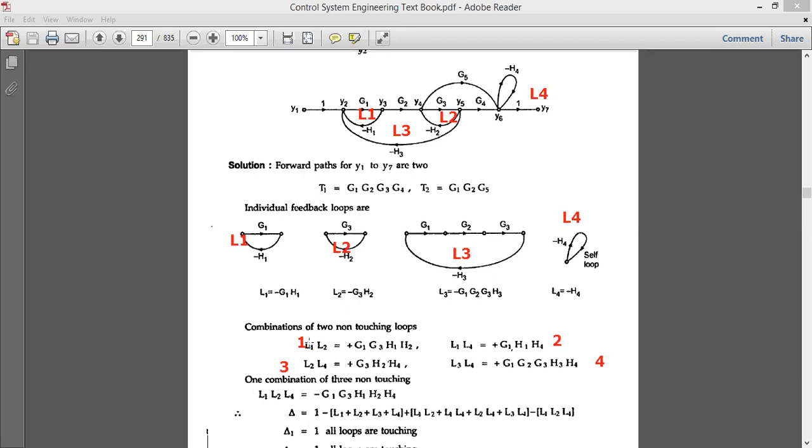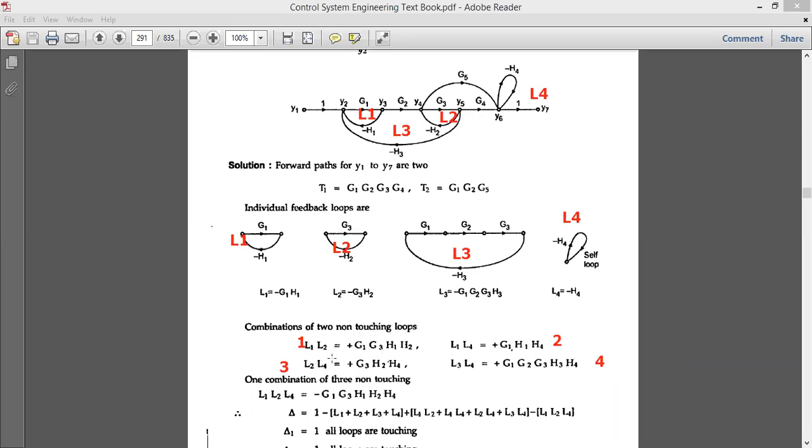Then compare 1 and 3. Here we have G1, G3, H1, H2, but here I have G3, H2 and H4. Whether they are touching or not touching is what you need to check. Here we have G1 and G3, which are touching. We have H2 as well, so at this particular point they are getting touched, and therefore we still cannot tick them.